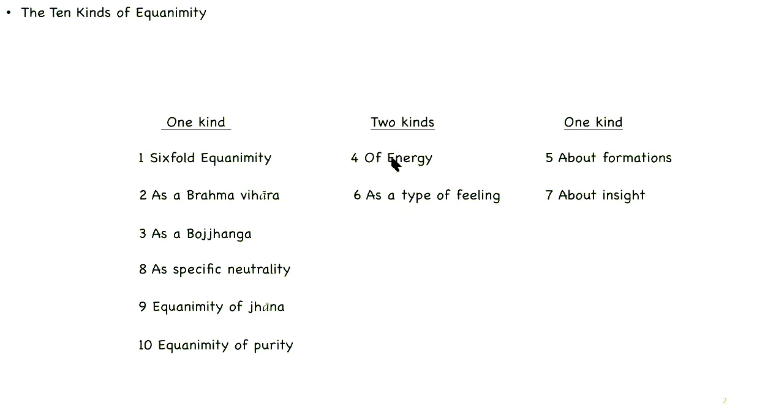And then two on the list, number four and number six, equanimity of energy and the types of feeling, are separate from all the others and from each other. So they are not like anything else. And then the equanimity about formations and about insight are another pair. In fact, they go together, but as Buddhaghosa said, they really are two stages in the same process. So what I did was pick them out and put them like this to let you have a look at that. Now, so what's this sixfold equanimity?